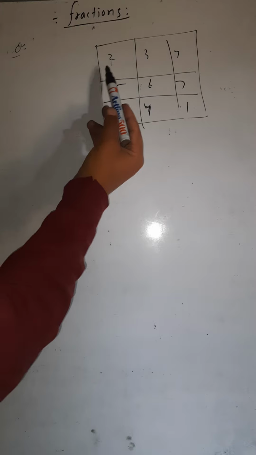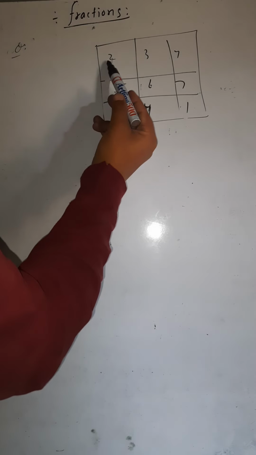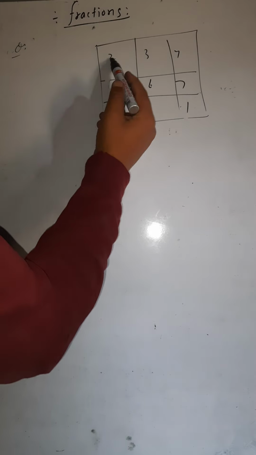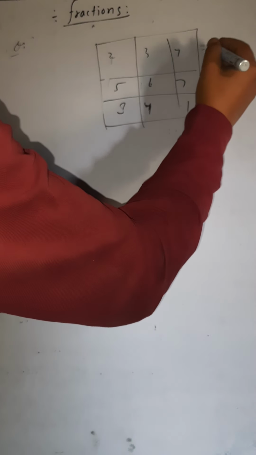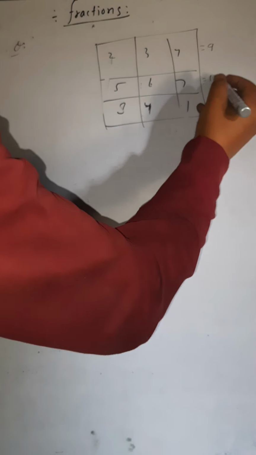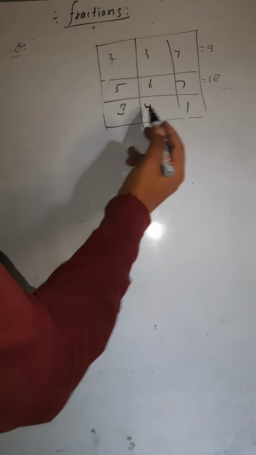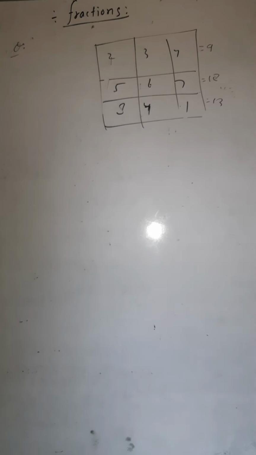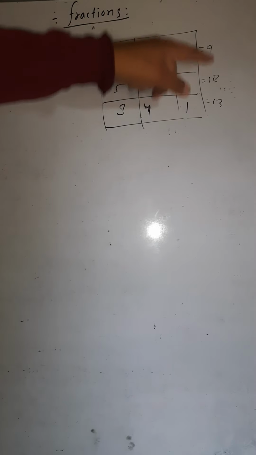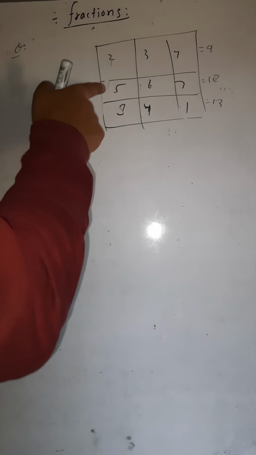So if I add the numbers of the first row, I get 2 plus 3 is 5, 5 plus 4 is 9. Second row, 5 plus 6 is 11, 11 plus 7 is 18. Third row, 8 plus 4 is 12, 12 plus 1 is 13. You can see the sum of each row is not the same here. Here it is 9, here it is 18, here it is 13. If all these numbers were the same, then you would call it a magic square. But right now it is not a magic square, because the sum of the numbers in each row is not the same.